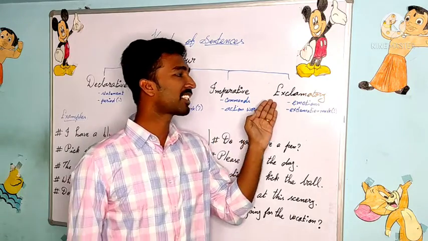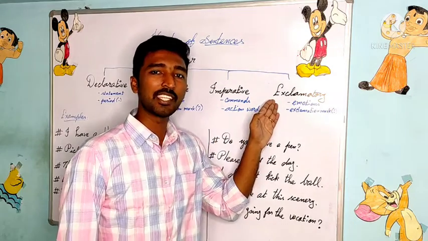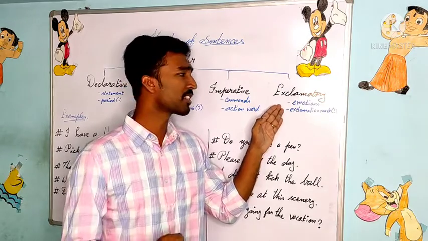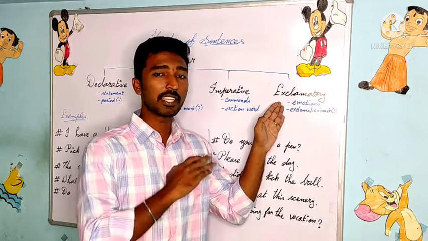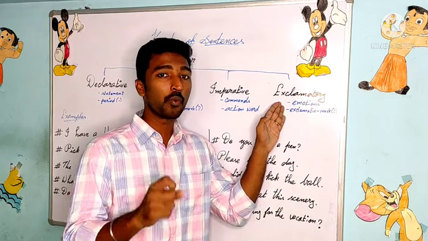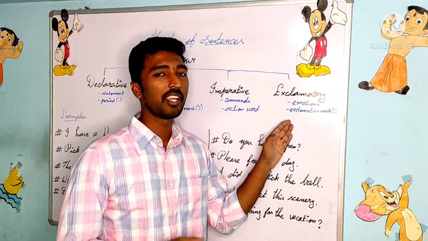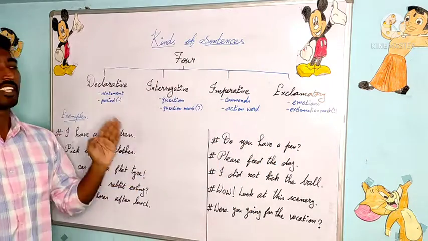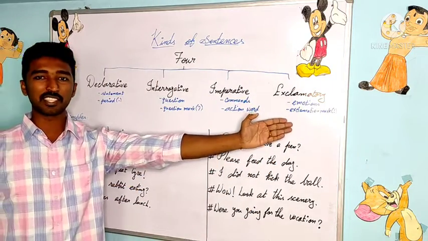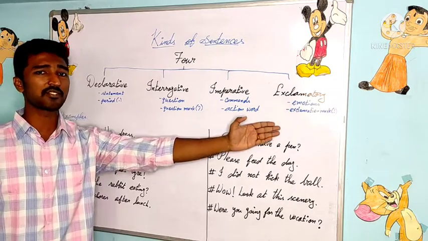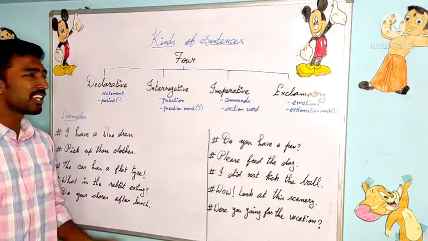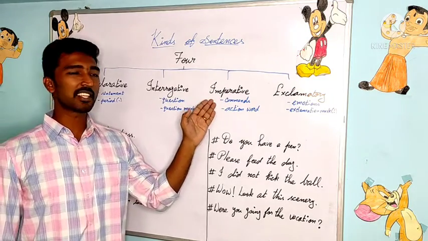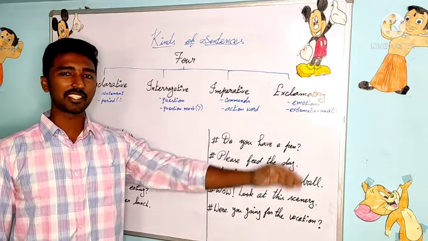That's all. And the last type we have is exclamatory sentences, which are used to express strong feelings. It expresses emotions. And these exclamatory sentences always have an exclamation mark in the middle of the sentence or at the end of the sentence. That's all. These are the four types of sentences. They are also called the four kinds of sentences: declarative sentences, interrogative sentences, imperative sentences, and exclamatory sentences.